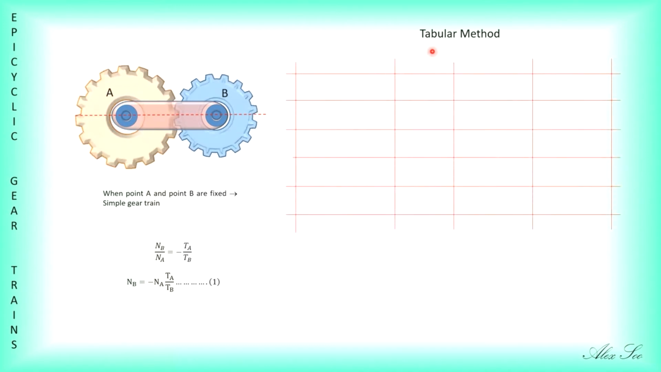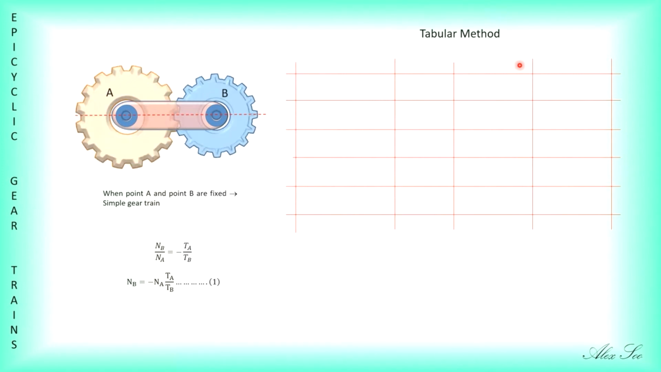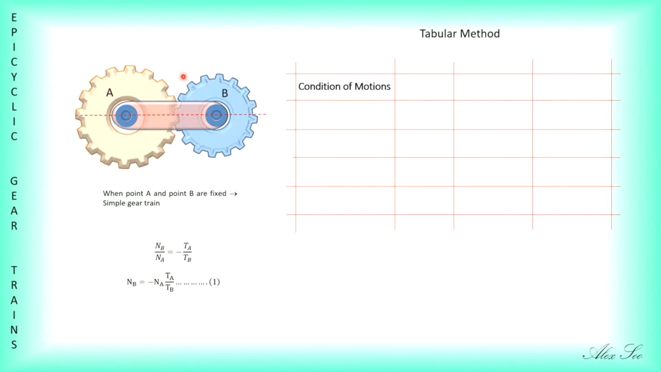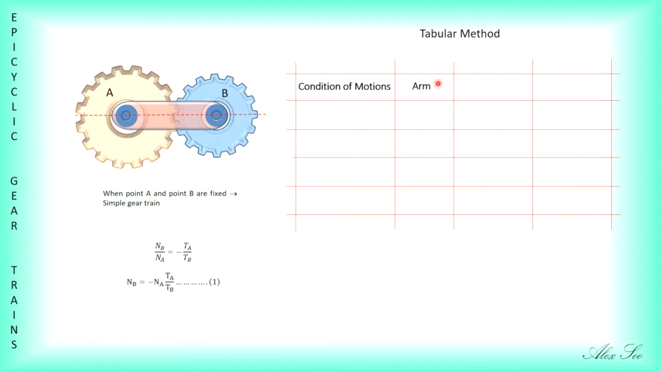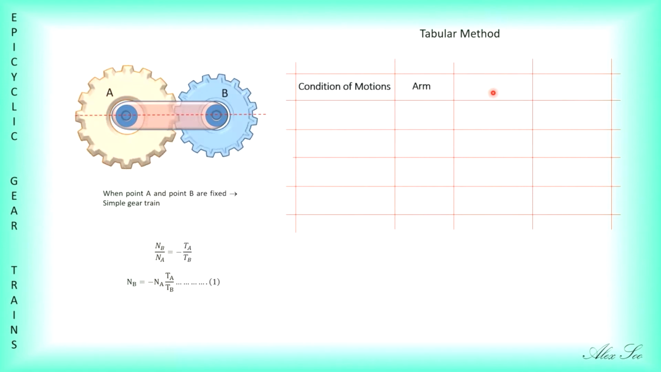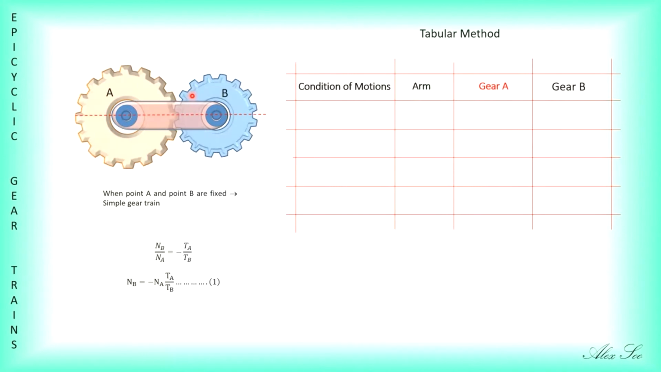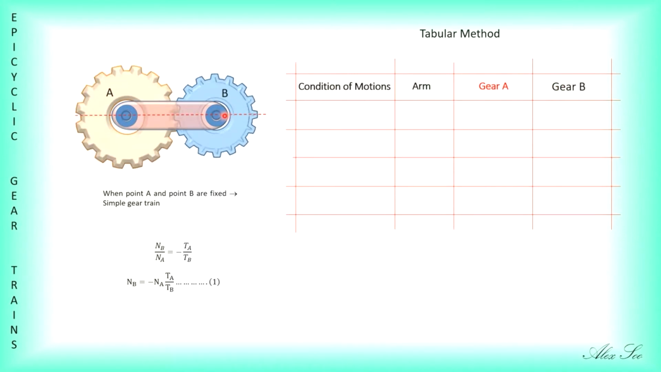So we are going to solve problems based on a table form or tabular method. The first column here, I've marked it as the conditions of motion. For any epicyclic gear train, you can consider the same conditions of motion. The second column should be the arm. Then the third column should be the driver. The fourth column should be the last driven gear. In this case here, you have only the arm, gear A and gear B, so that is why you have gear A and gear B. In case you have more than that, then you have to draw more columns.